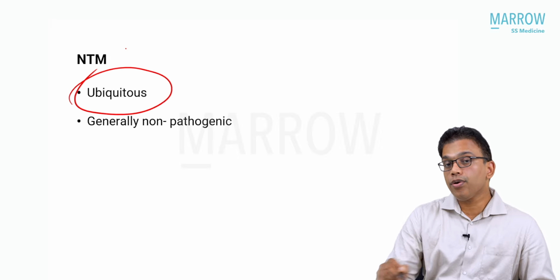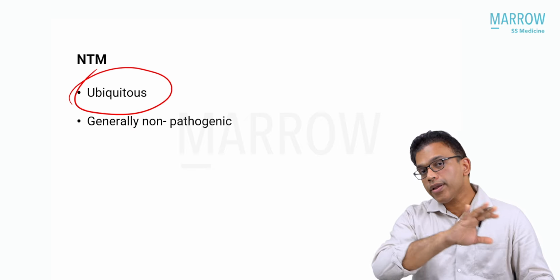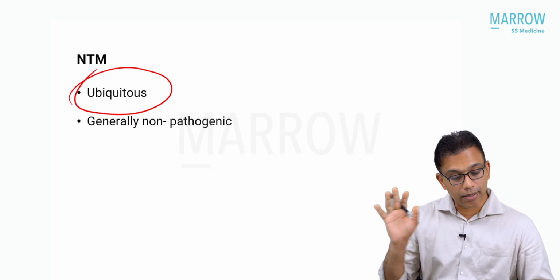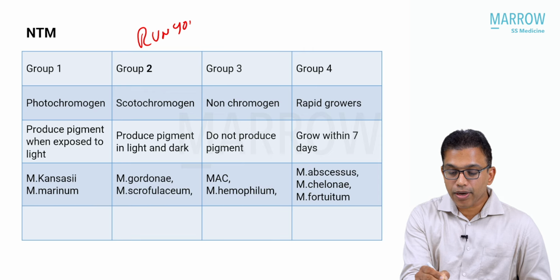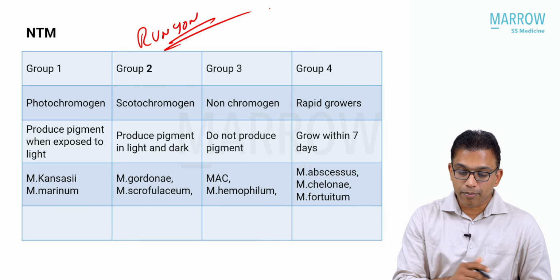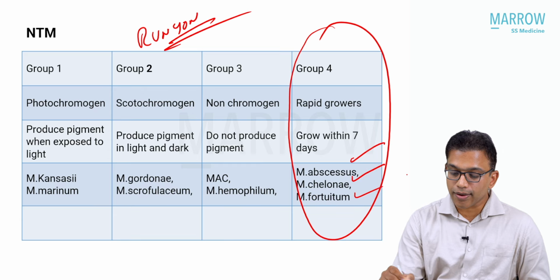NTM is otherwise known as ubiquitous or environmental mycobacteria because it is present everywhere. Usually it is not pathogenic unless the patient is immunocompromised. So this is the Runyon classification of NTM. It's predominantly of historical importance. Group 4 is the rapid growers: abscessus, chelonae, fortuitum.